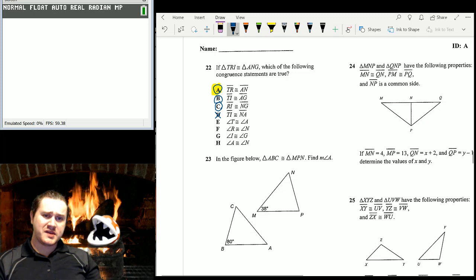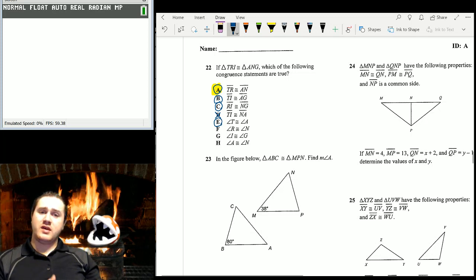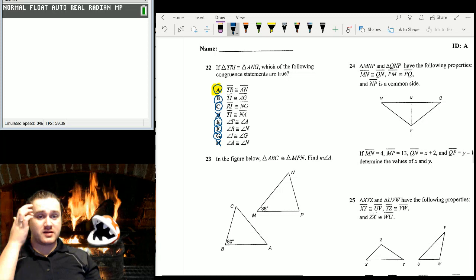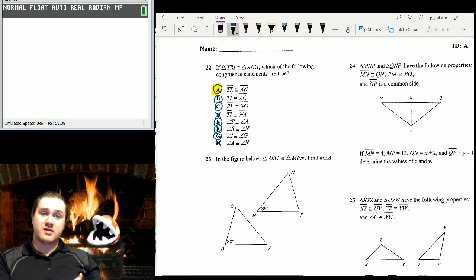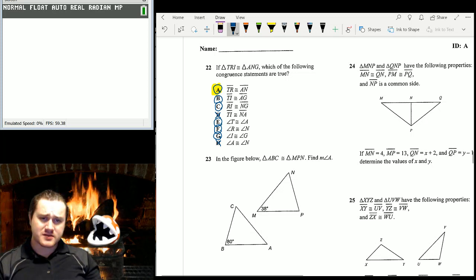Moving to the angles, angle T and angle A, first and first, that one works. Angle R and angle N, that would be second and second, that one works. I and G, third and third, works. A and N, however, does not work because it's the first on the second one, and then the second one on the second one, so it's still not even different triangles.